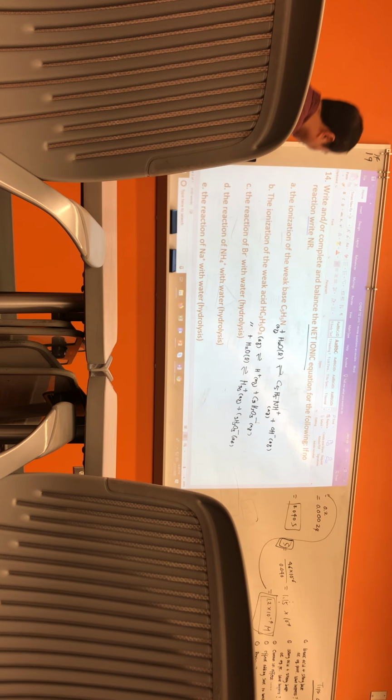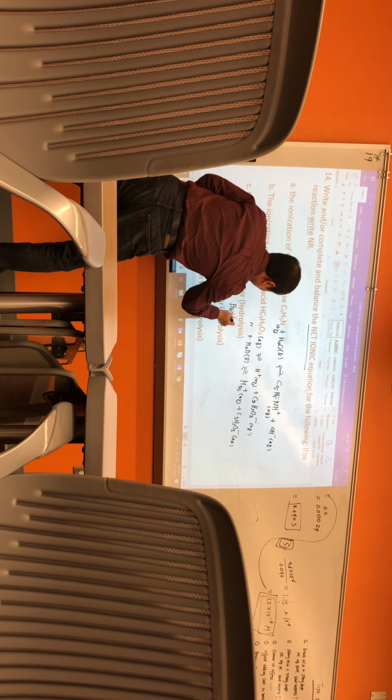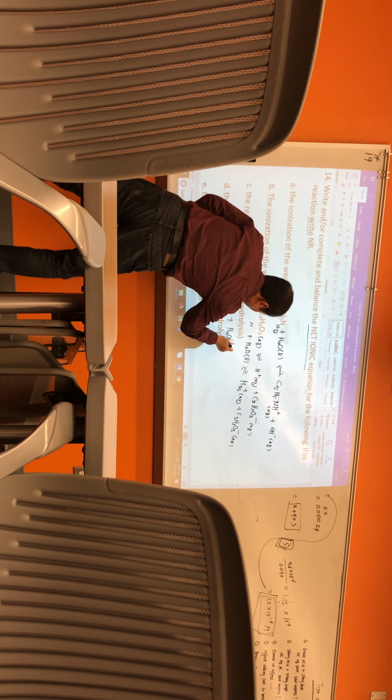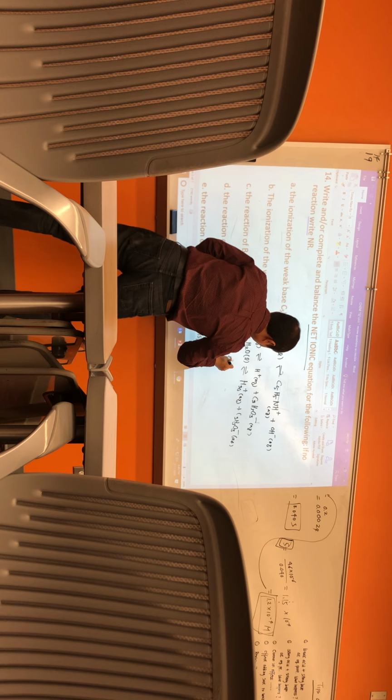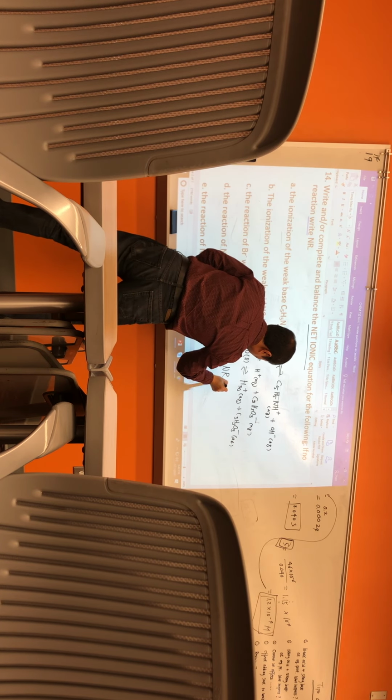Bromide reaction with water. If bromide with water, bromide is from a strong acid, so it doesn't react. No reaction.